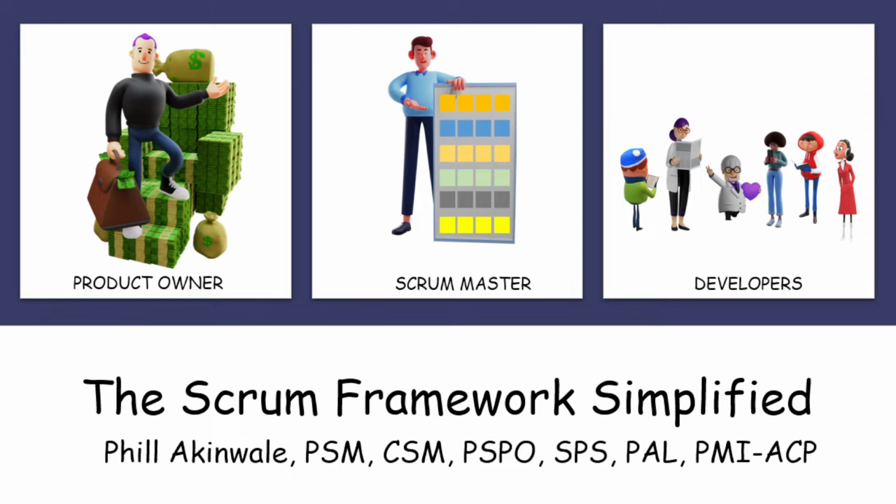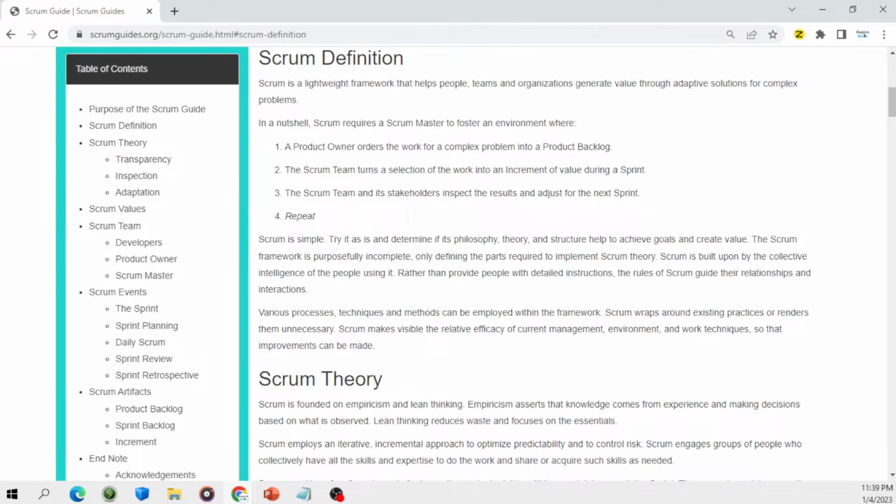There are three roles in Scrum: the product owner, the Scrum Master, and developers. We are going to learn how these folks work on taking complex problems, working to an adaptive solution. As you see on the screen from scrumguides.org, Scrum is a lightweight framework that helps people, teams, and organizations generate value through adaptive solutions for complex problems.